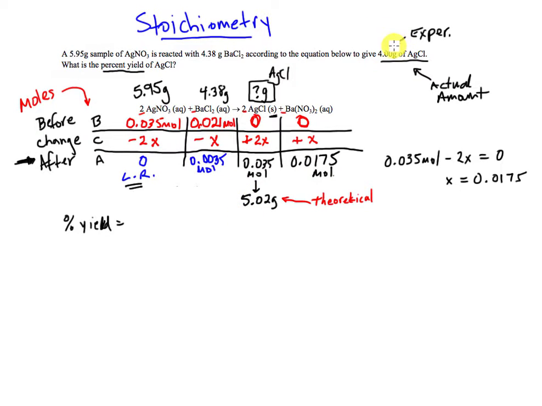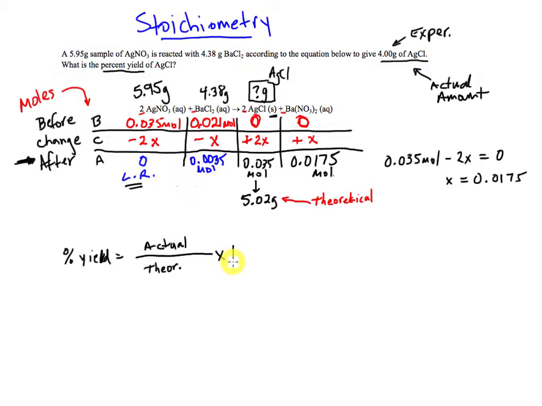This is the actual amount they obtained. Obviously, they didn't get enough in the lab, and that's typically what happens. So what we want to do is calculate a percent yield for this experiment. How close did they get to the theoretical amount? To do that, we're going to take the theoretical amount and that's going to go in the bottom, and we compare that to our actual. So it's actual over theoretical.